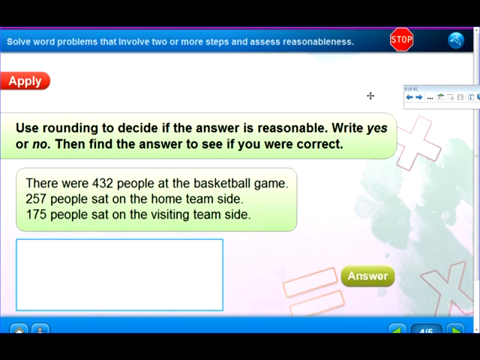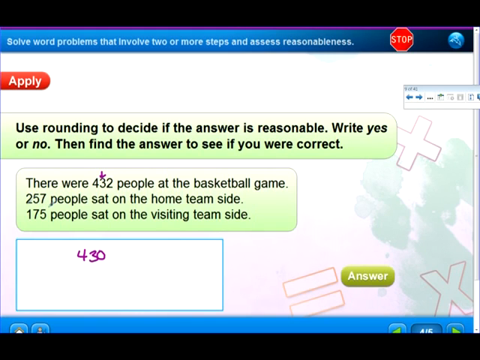Go ahead and stop the video and see if you can do this on your own. Use rounding to decide if this answer is reasonable. Write yes or no, then find the answer to see if you're correct. So let's look at this. There were 432 people. Let's round to the nearest 10, and let's say 430. And 257 people sat on the home team side, which meant there were 175 people on the other side.